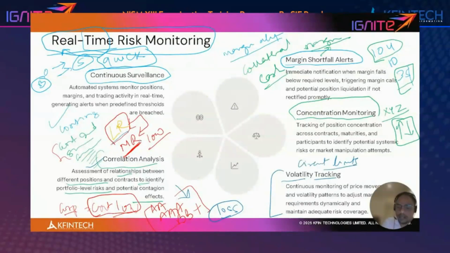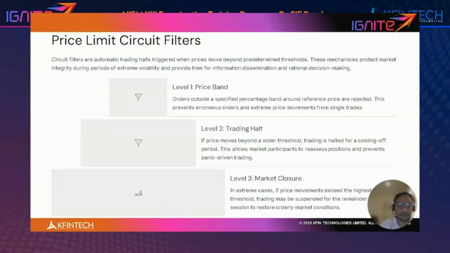When the volatility increases, the chances of an underlying security crossing 5%, 10%, 20% in a single day increase because the volatility is high. That's why a lot of circuit limits are applied by the exchanges. So we have finally come to the topic, which is price limit circuit filters.